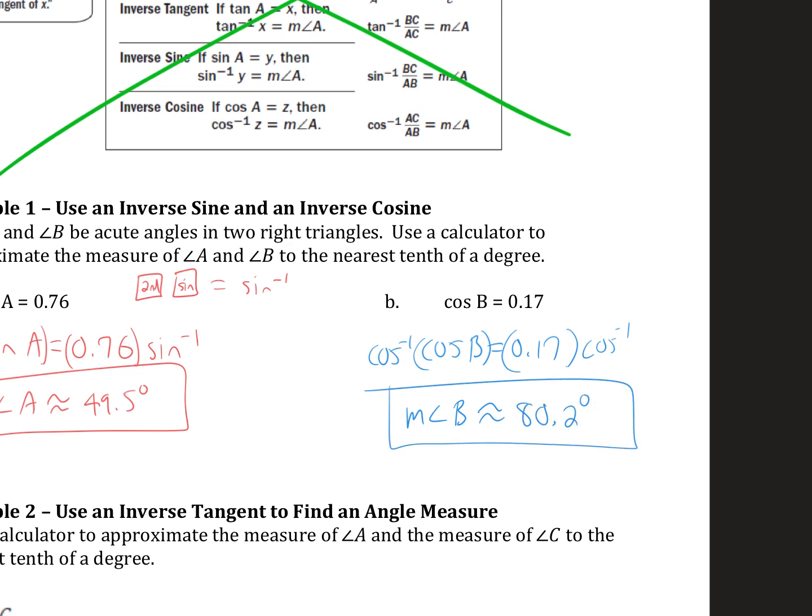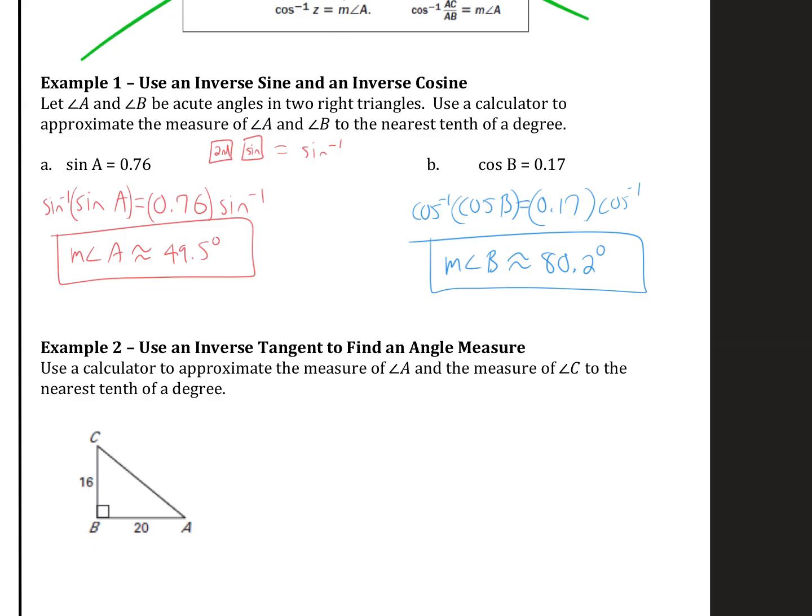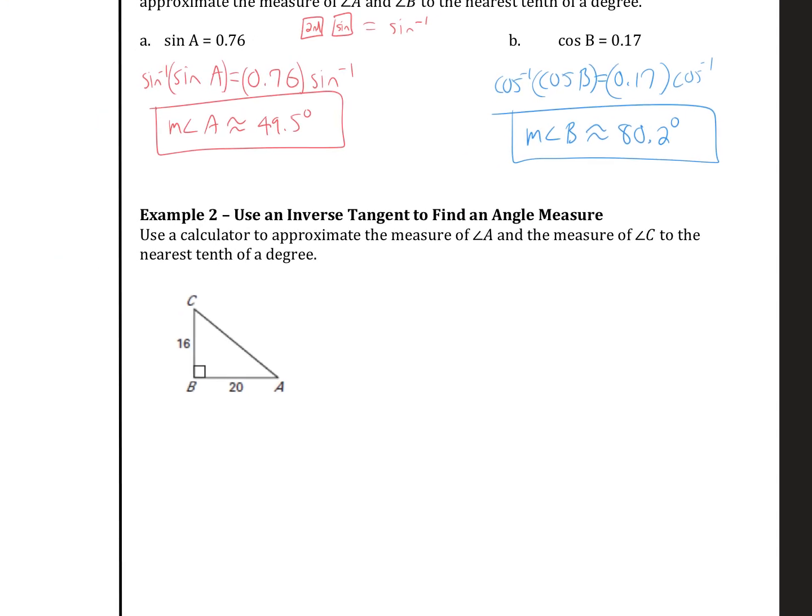So basically, cosine is asking, with this angle, what's the ratio of the sides? And inverse cosine is saying, what angle makes this ratio, okay? It's like the opposite. All right, sounds good. Similar thing happening here. We're looking for inverse tangent.